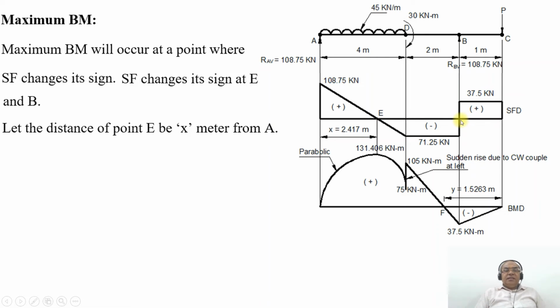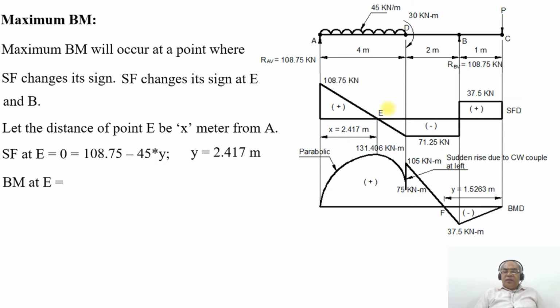So let the distance of point E be x meters from A. Then SF at E will be equal to 0. That will be equal to plus 108.75 minus 45 into Y. So Y will be equal to 2.417 meters from A.